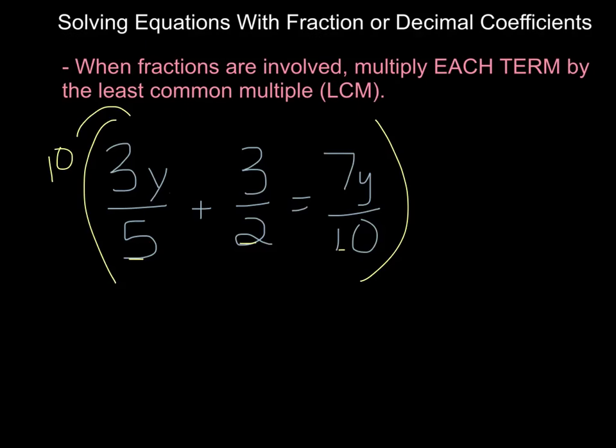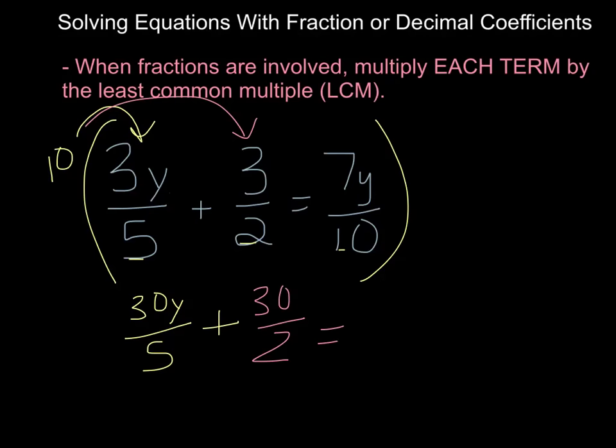So we're going to do 10 times 3y over 5, and that is 30y over 5, plus 10 times 3 over 2, which is 30 over 2. And don't forget our last term over here on the right side, 10 times 7y is 70y over 10.